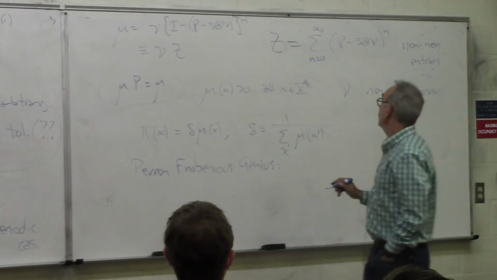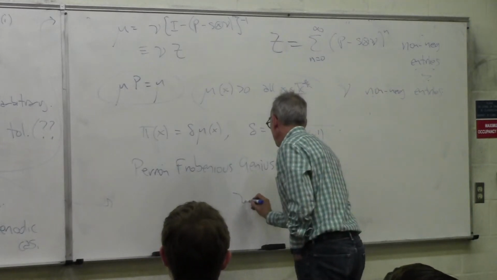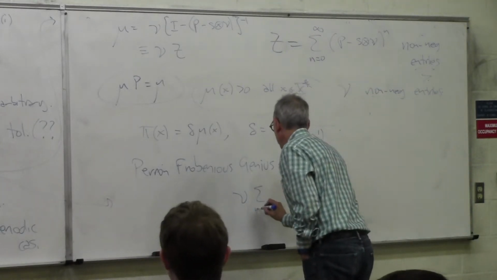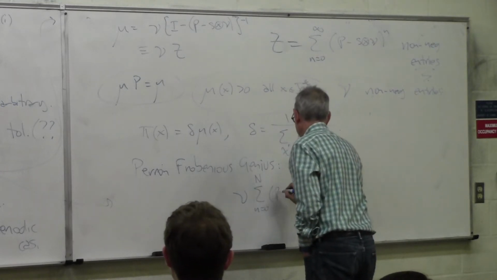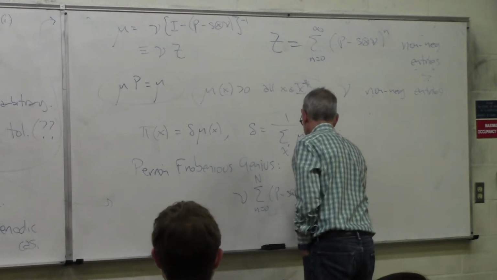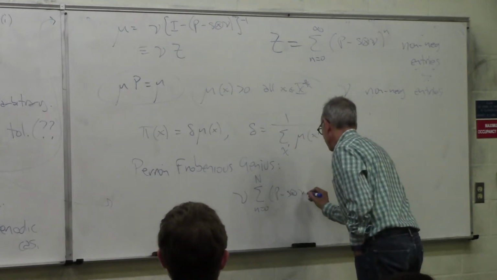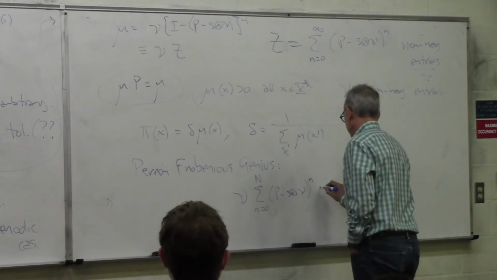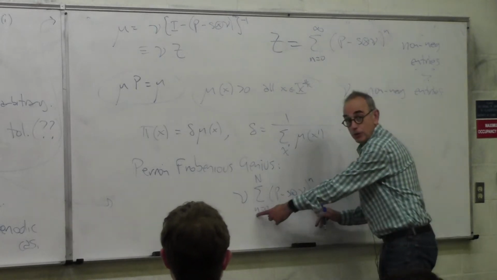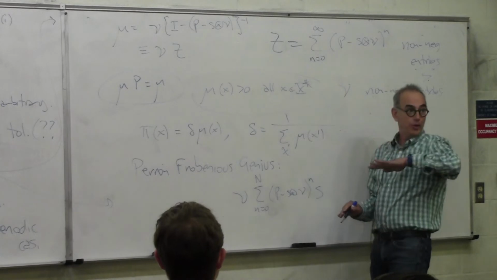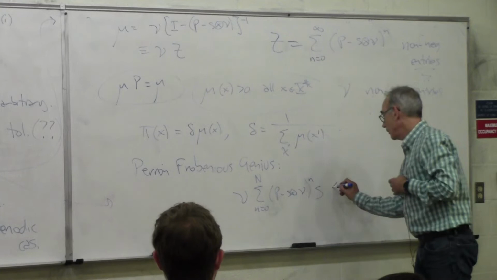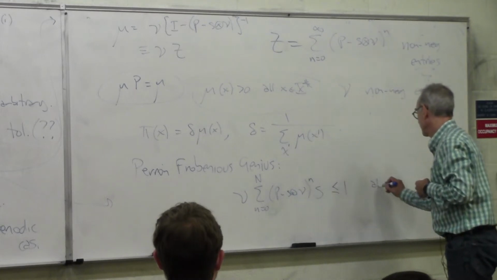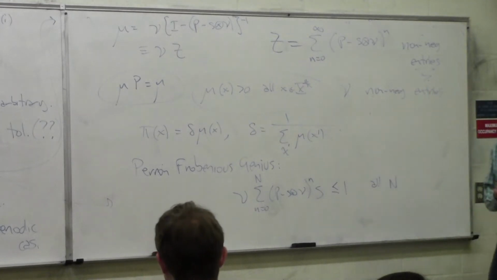What they do is they prove that, in fact, if you take nu times the sum from n equals 0 to N of this thing, all right, that's a matrix. You all agree with that? I hit on the left with the row vector nu, and I hit on the right with the column vector s. You prove that's less than or equal to 1 for all N. And the proof is induction. It's really trivial.